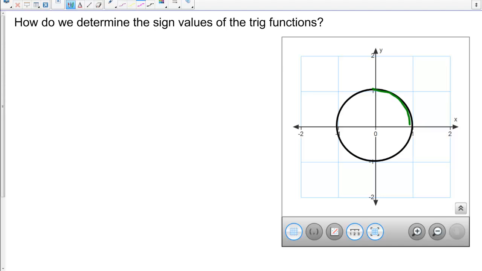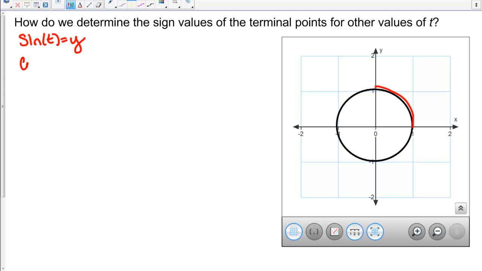So how do we determine the sign values of our trig functions in each of our four quadrants? Because remember that our values repeat, but with different signs. So how do we determine what sign they have? Sine of t is our y value. Cosine of t is our x value. Tangent of t is y over x.